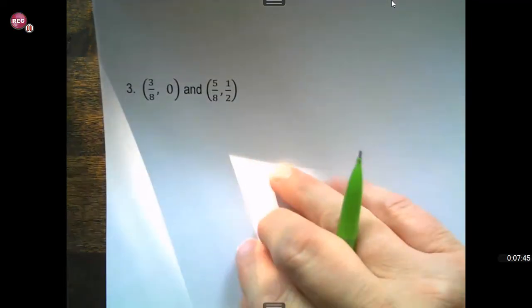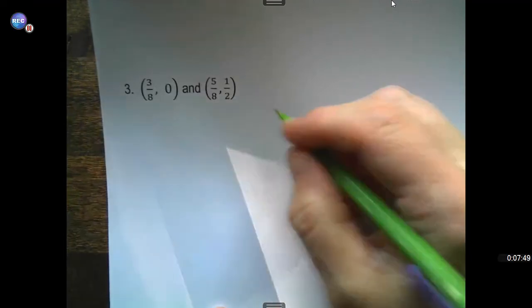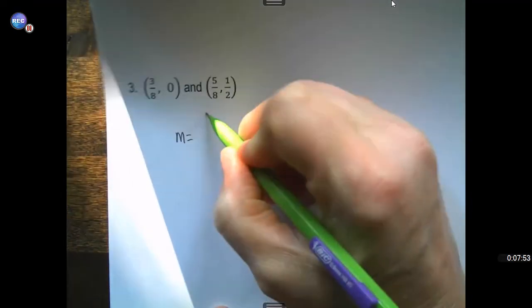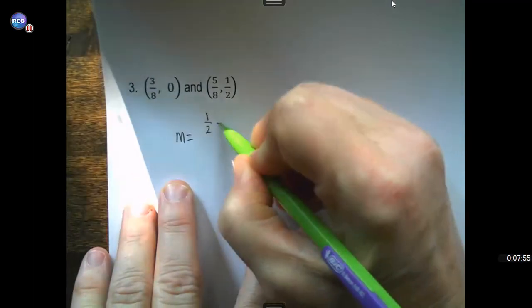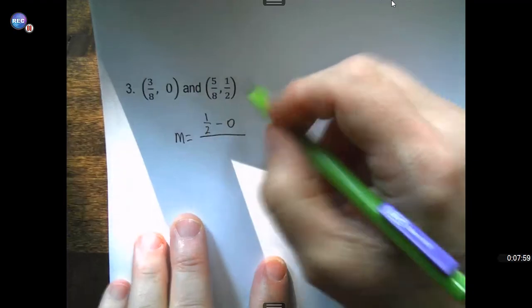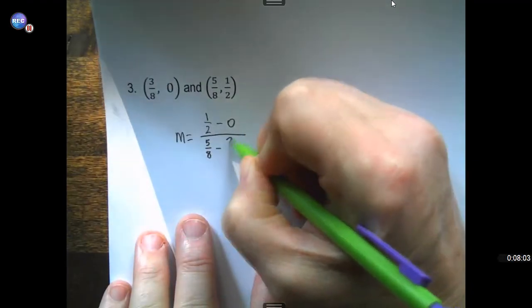Okay. Wouldn't be our textbook if we didn't have fractions. So here we go with the fractions. Slope, find the slope first. So I'm going to take the y, so 1/2 minus 0, y minus the other y value, over 5/8 minus 3/8.